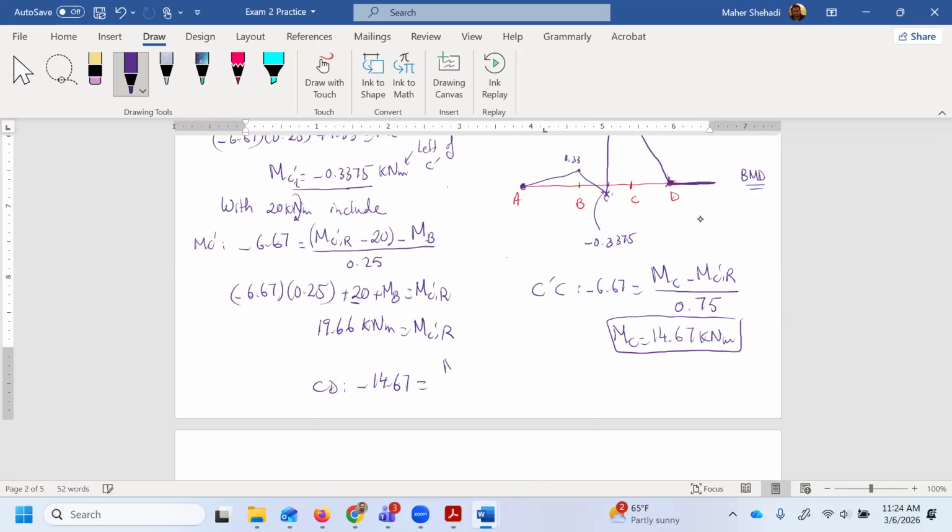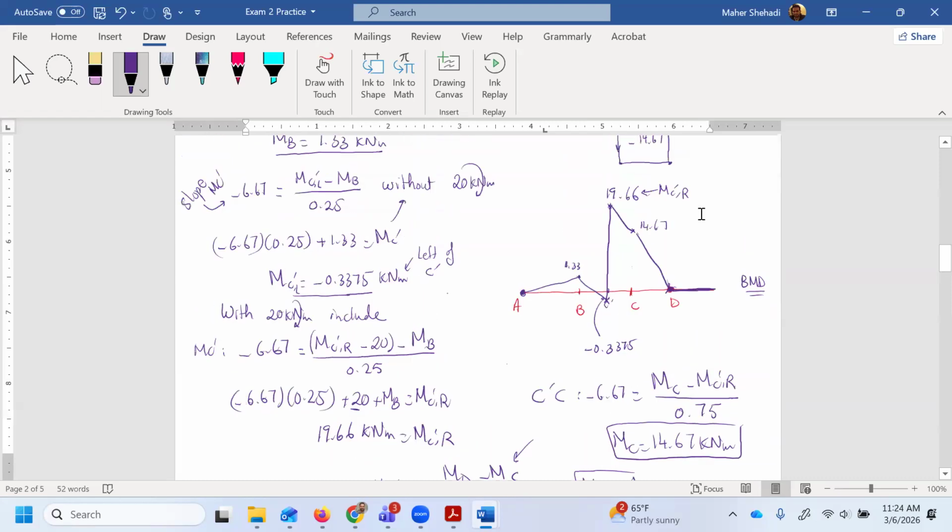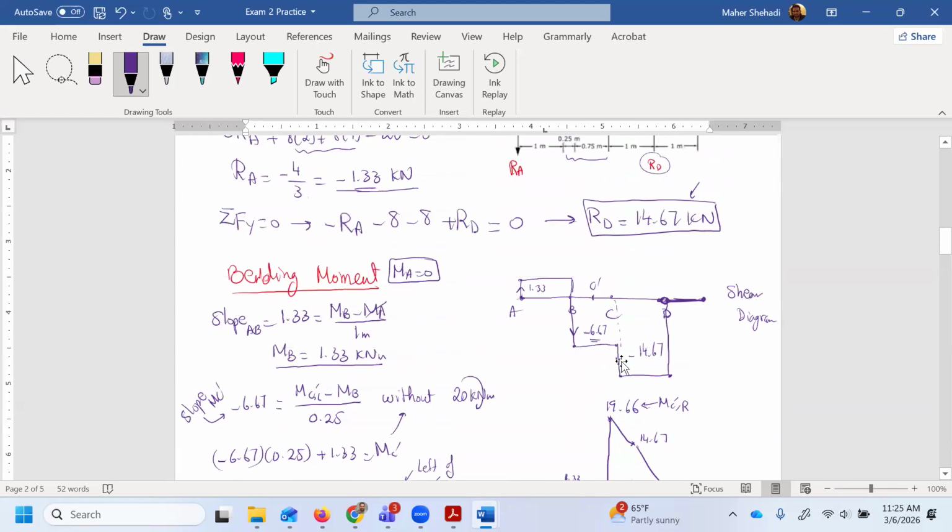And it's equal to MD. That's Y2 minus MC divide by the distance, which is 1. So if we plug this here, take it to the other side, therefore MD would be equal to 0. Okay, because this is minus, this minus, we take it to the other side, so it's minus 14.67 plus 14.67, so it would give me a 0 value. And this would be my shear diagram. Of course, if I have a ruler, it would look more professional, but that's more than enough.